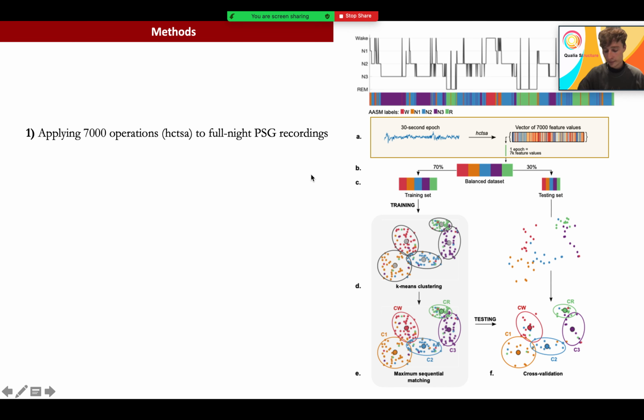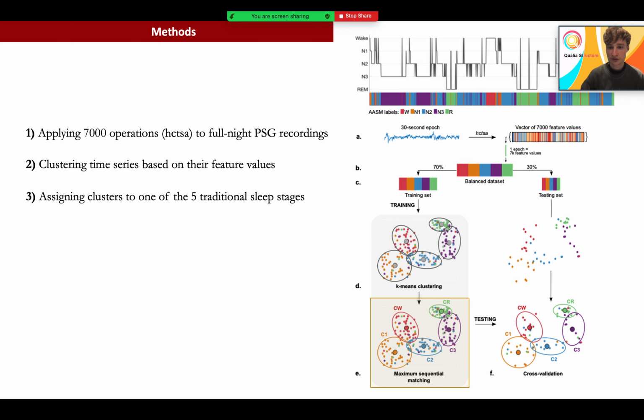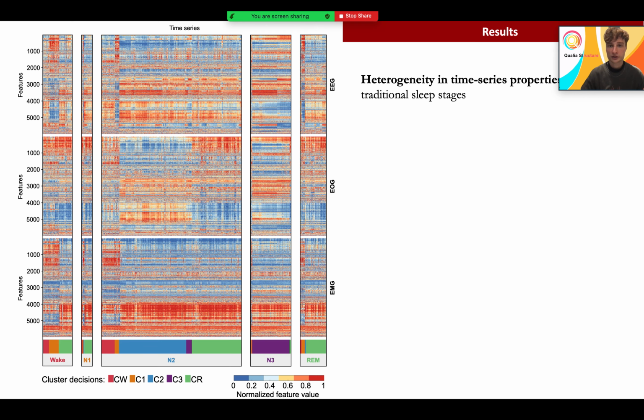Then, as a next step, we organize these time series based on their similarity in feature values in a data-driven way, and then we assign each cluster to one of the 5 traditional sleep stages. So as a result, you have a data-driven structure of sleep that is organized after taking into account an extensive amount of the time series properties. By comparing this novel structure with the traditional structure of sleep, we identified some interesting points of divergence.